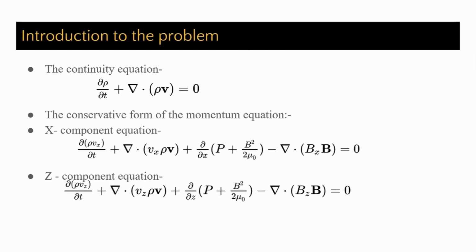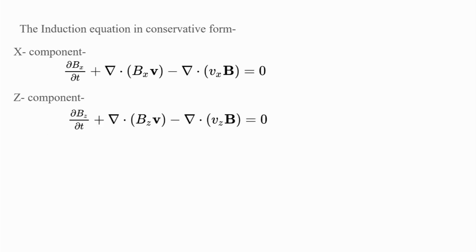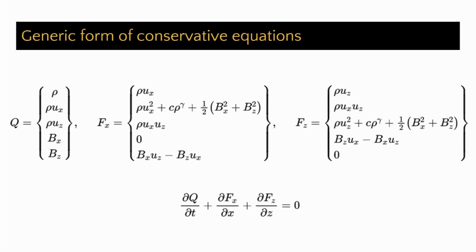So the first equation is the continuity equation, and the second two equations are nothing but the Navier-Stokes equation in conservative form. And this equation is the induction equation, which tells us the change of magnetic field with time. And this will be our generic form of the conservative equation of continuity, momentum, and magnetic field, which will be implemented in our code.